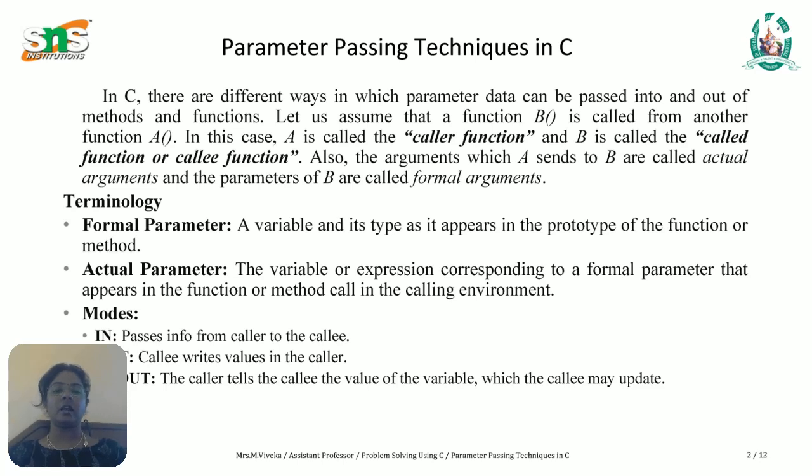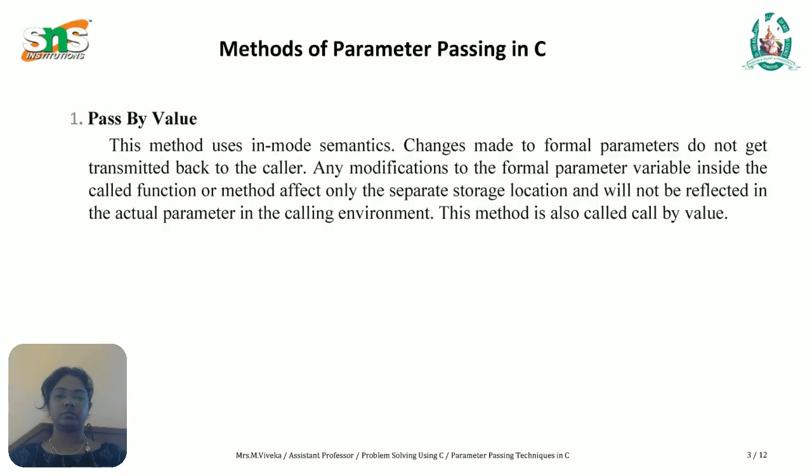So here there are in and out. In means passing info from caller to callee. Out means the callee writes a value in the caller. The methods of parameter passing we have already discussed in the previous video: pass by value and call by reference. Here, pass by value is in-mode semantics, so the changes made to formal parameters do not get transmitted back to the caller.